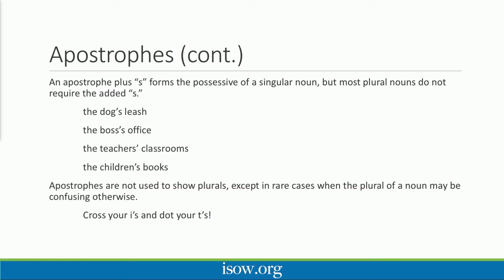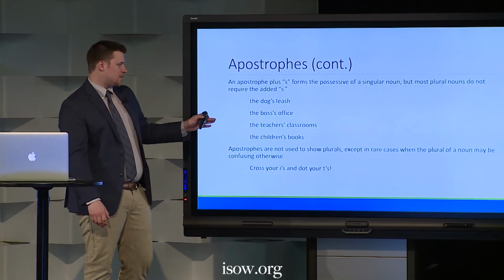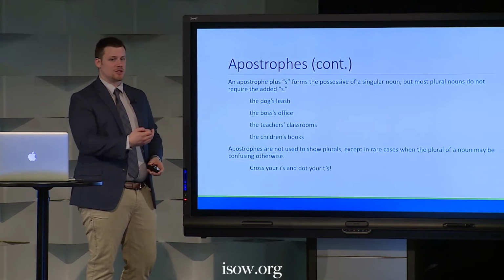So the apostrophe can also be used to form possessives. An apostrophe plus S forms the possessive of a singular noun, but plural nouns usually do not need the S. So, for example, here's a singular noun, the dog's leash. You're talking about one dog's leash, a leash belonging to one dog. You're going to use an apostrophe S. And if you say the boss's office, still apostrophe S.